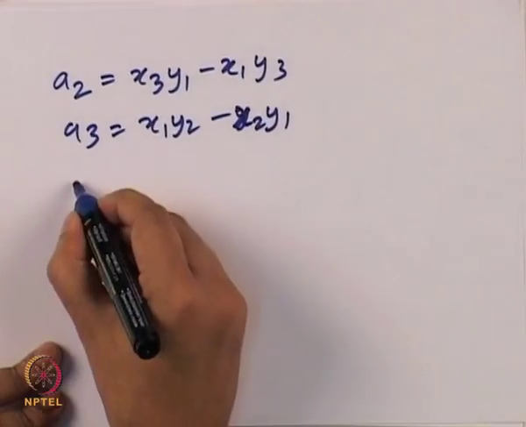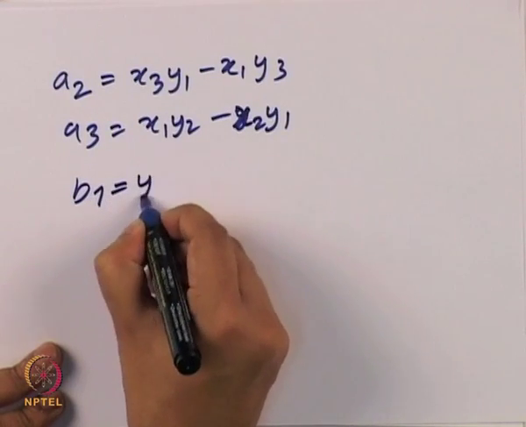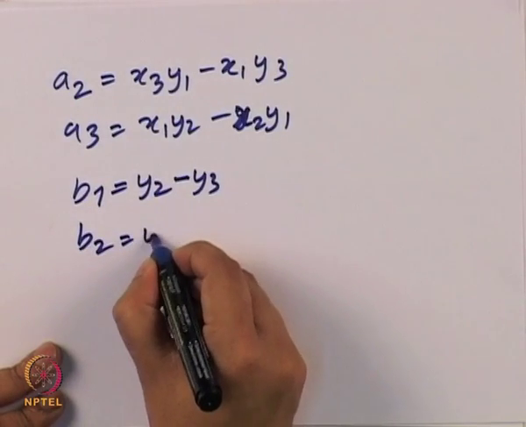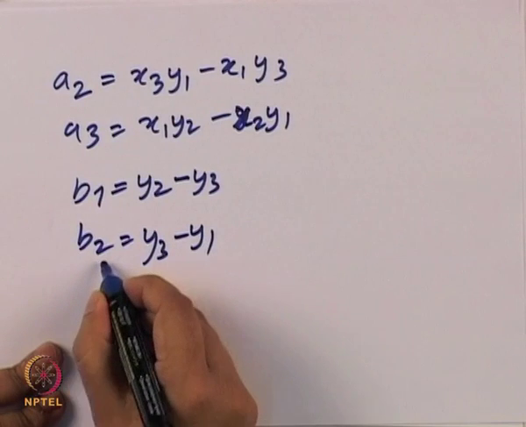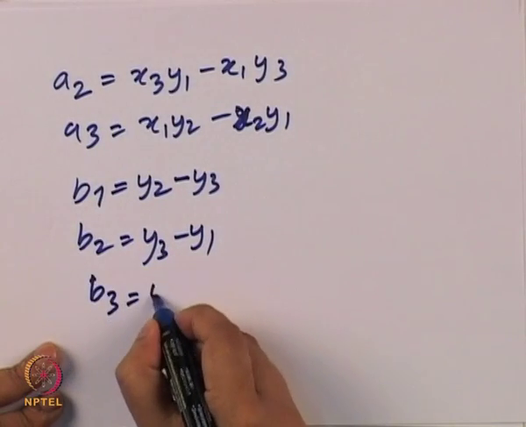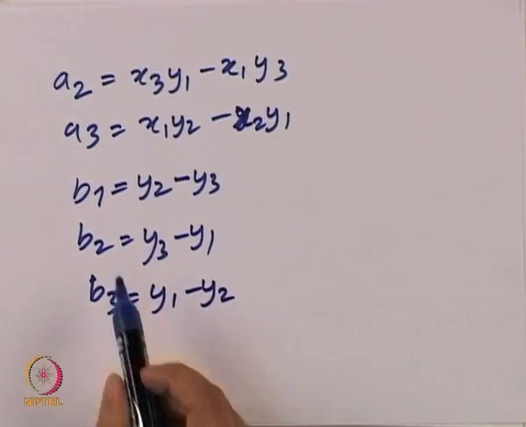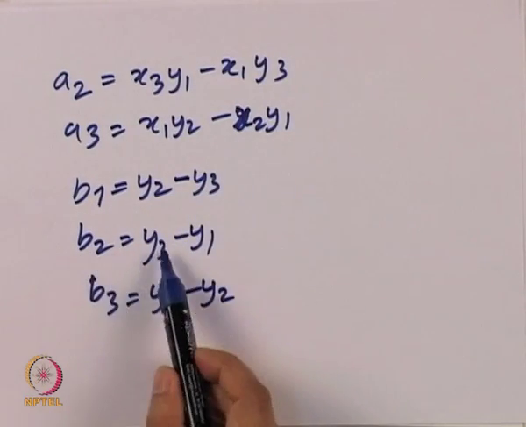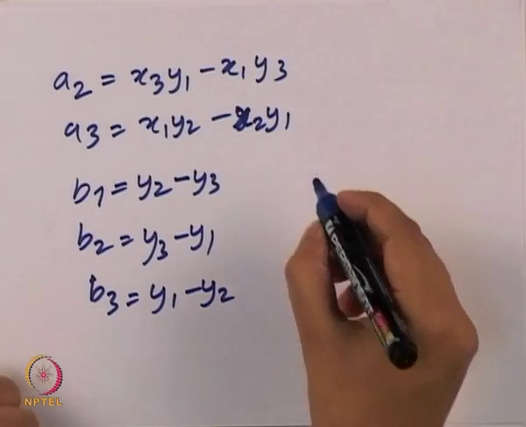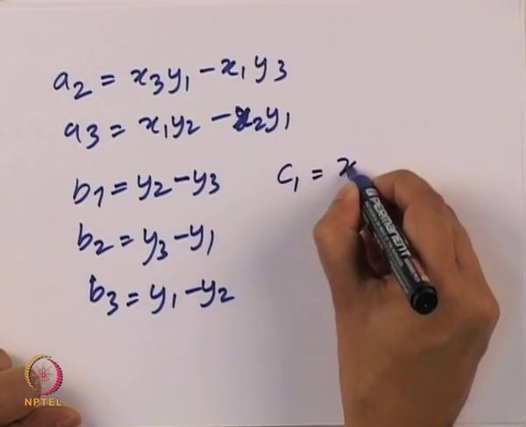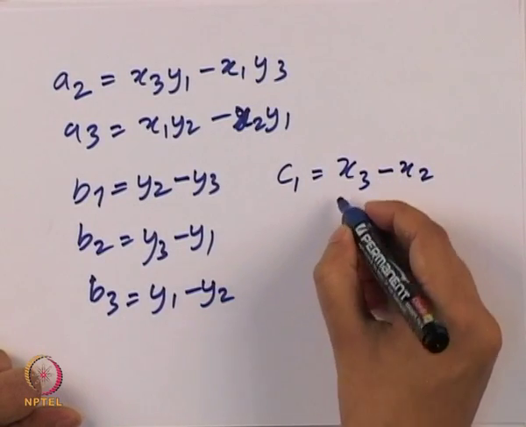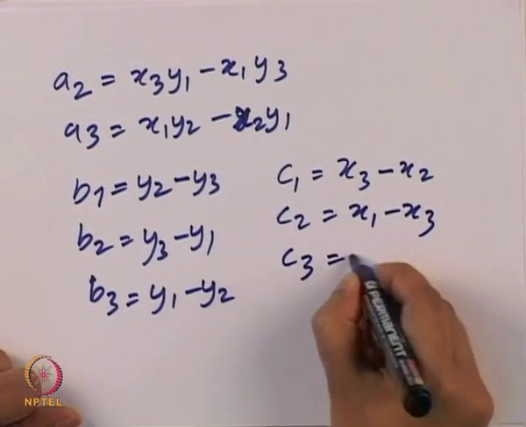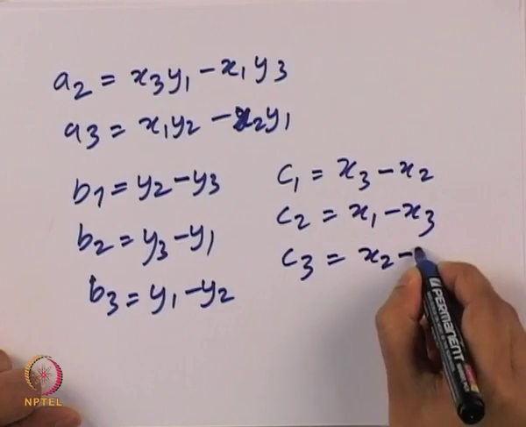Similarly, we will have 3 equations for B and C. So B1 is equal to y2 minus y3, B2 is equal to y3 minus y1, and B3 is equal to y1 minus y2. So you see that there is some sense of symmetry here. When there is 1 here, 1 is missing on the right hand side. When there is 2, 2 is missing on the right hand side, so on and so forth. So similarly, C1 is equal to x3 minus x2, C2 is equal to x1 minus x3, and C3 is equal to x2 minus x1.